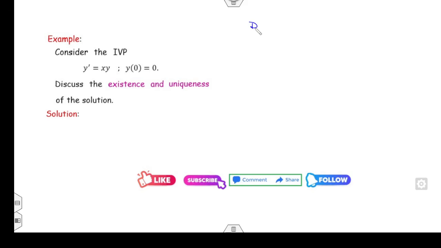चलिए सबसे पहले define करते हैं rectangle को. Fine. You can define the rectangle. सबसे पहला काम existence and uniqueness में rectangle को define करना है. What is the x naught? 0. y naught is 0.